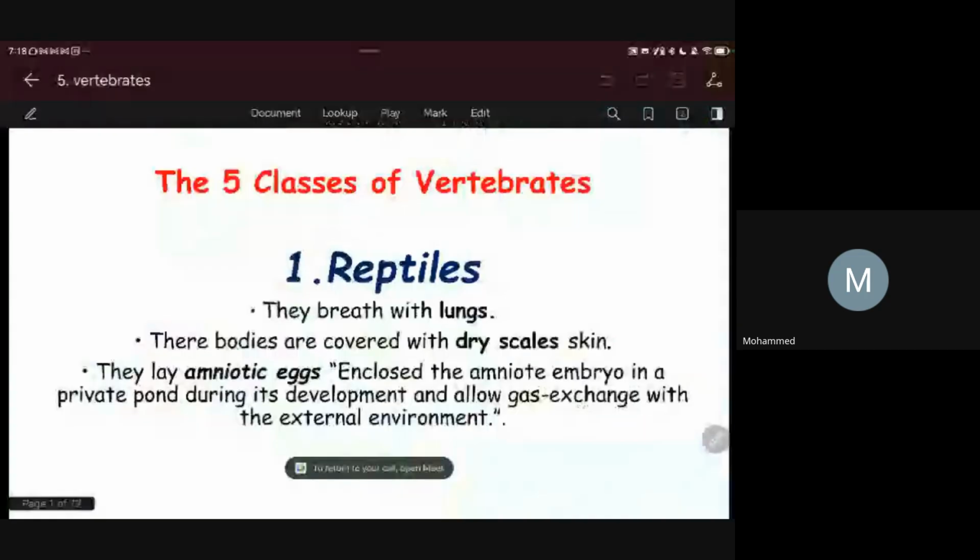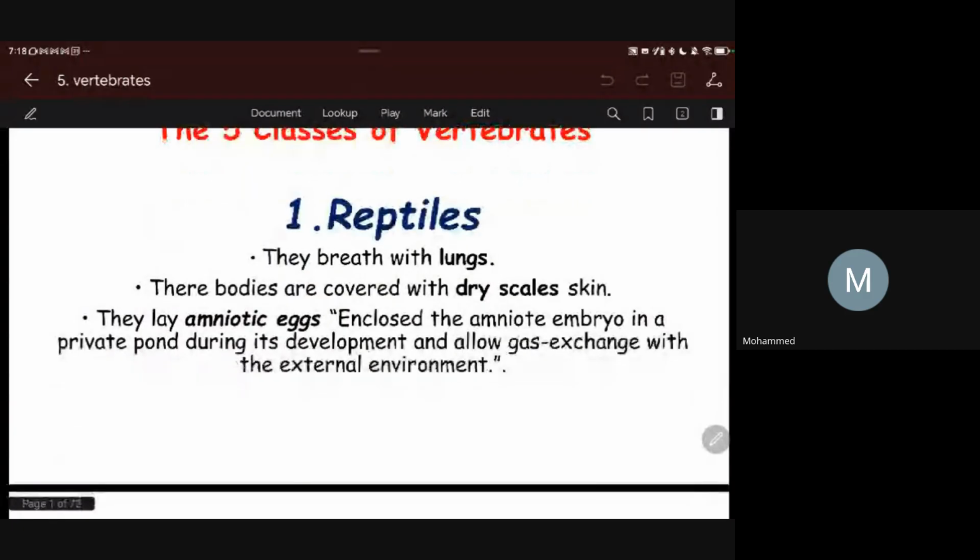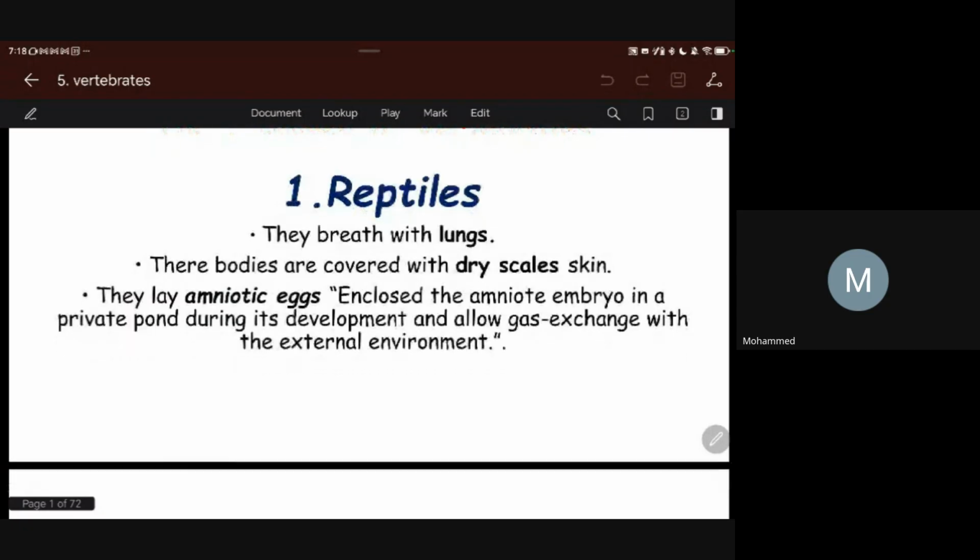Okay, so in the previous class, we discussed the invertebrates, which are the animals with no backbone. And now we'll be discussing the vertebrates, starting off with the reptiles. First off, the reptiles breathe with lungs, and their bodies are covered with dry, scaly skin, which sort of looks like the skin of a fish. However, the skin of fish is moist and not dry, but for reptiles, the scales are very dry.